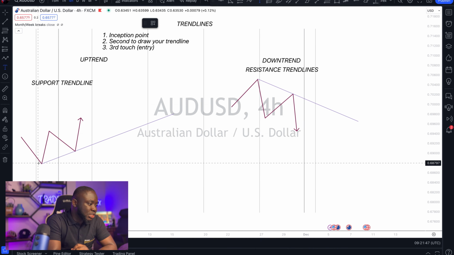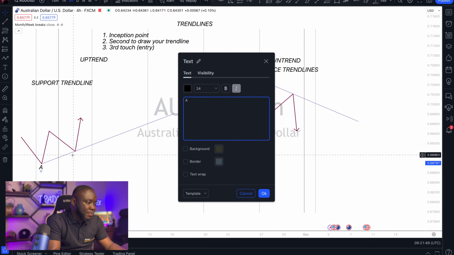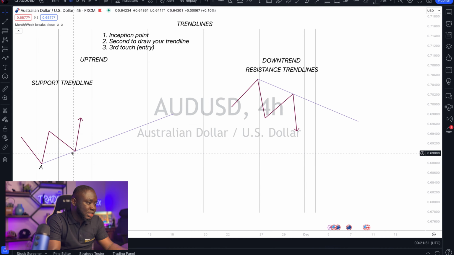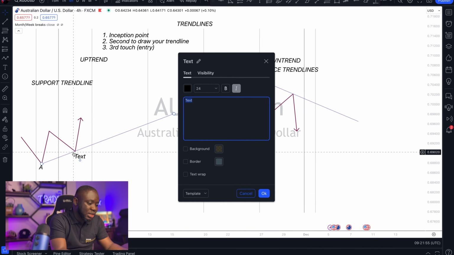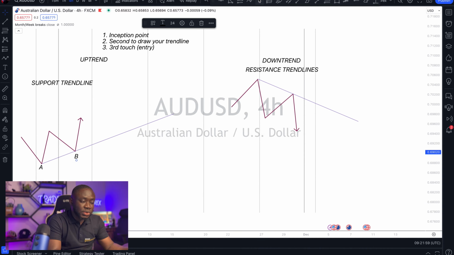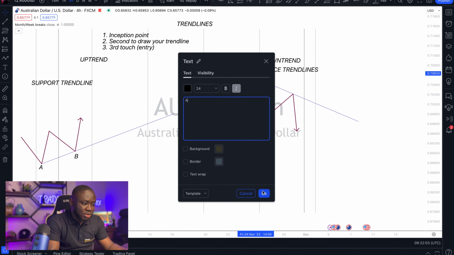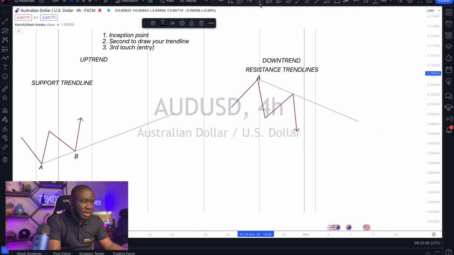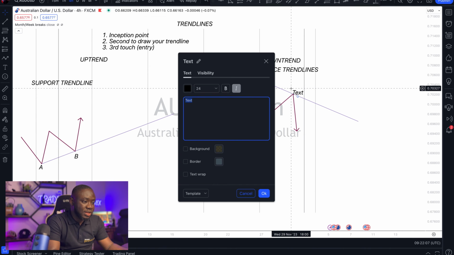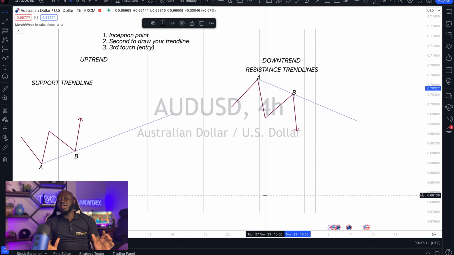So now let me come back. We have our first touch, which is our point A here, our second touch, which is our point B here. Then we come to the resistance trend line. It's the same concept for both scenarios. Your first touch is your point A, and your second touch is your point B. So what this all means is, after doing this, just leave the market to do the rest.